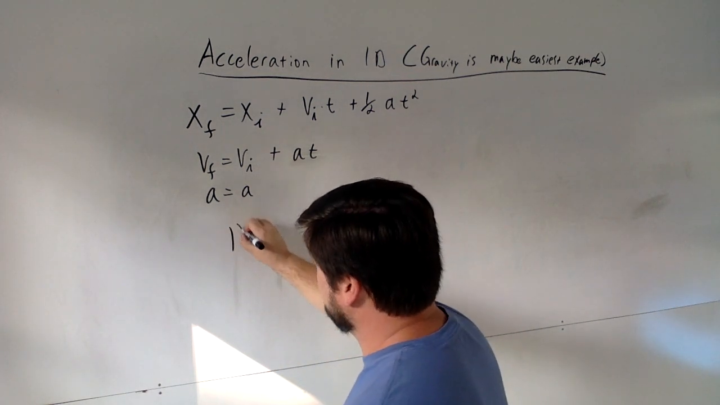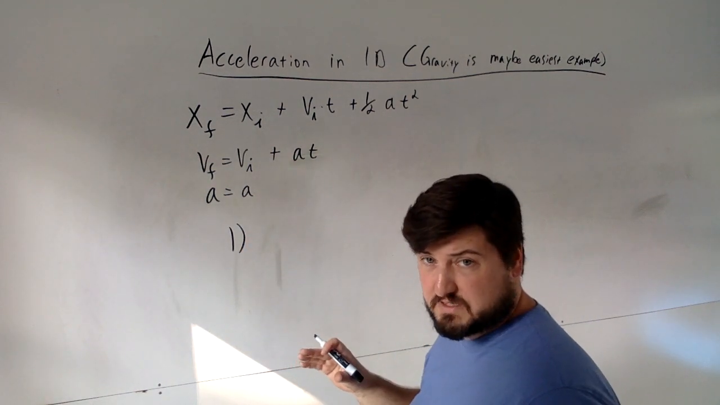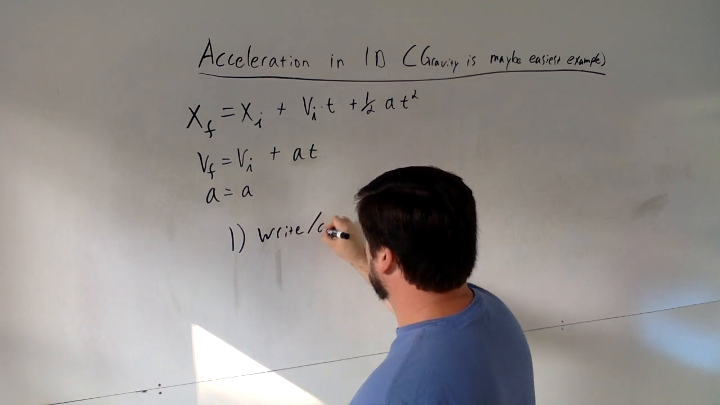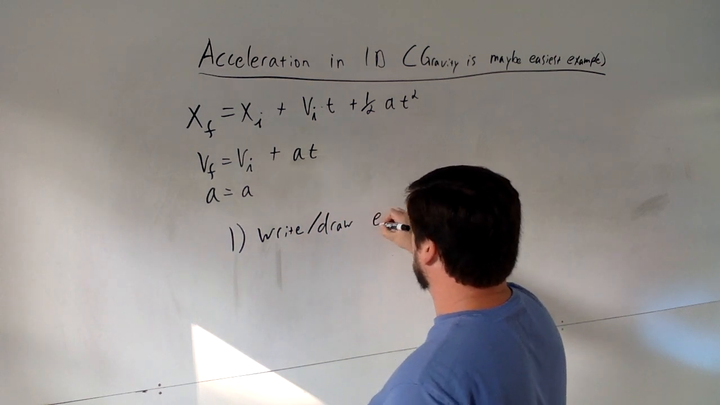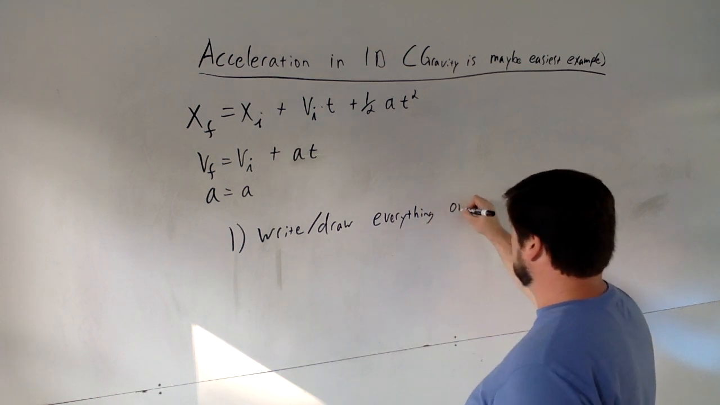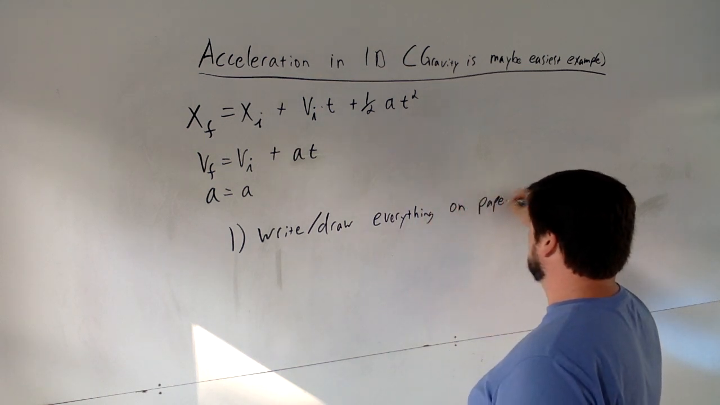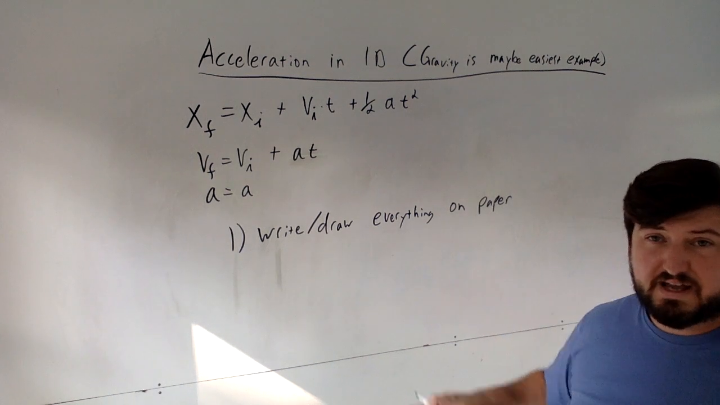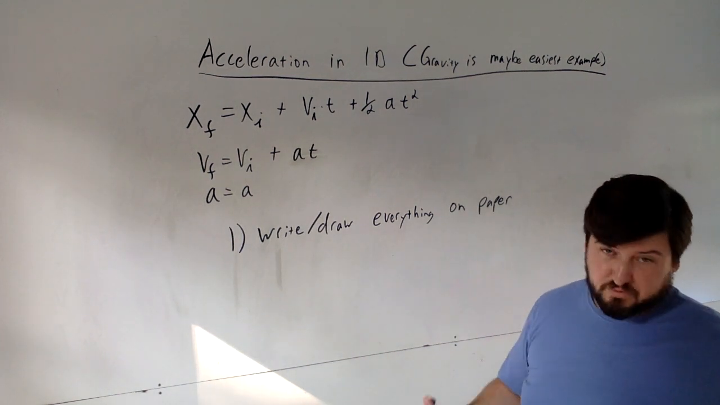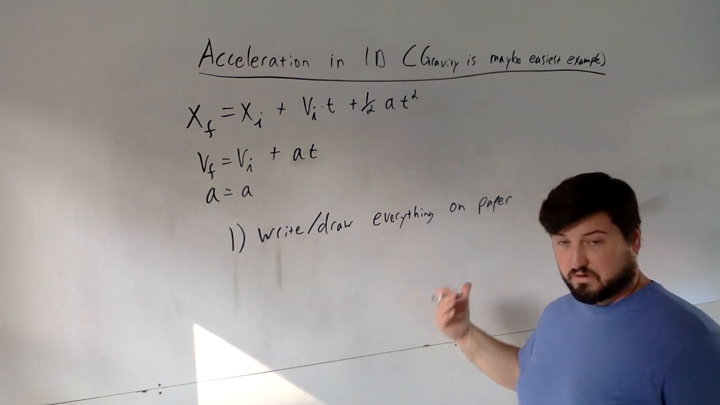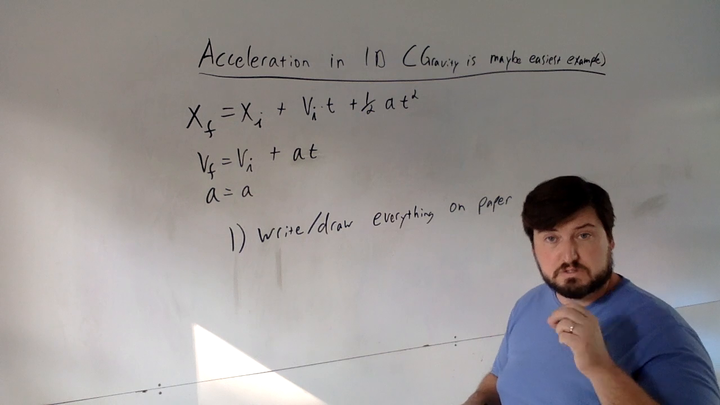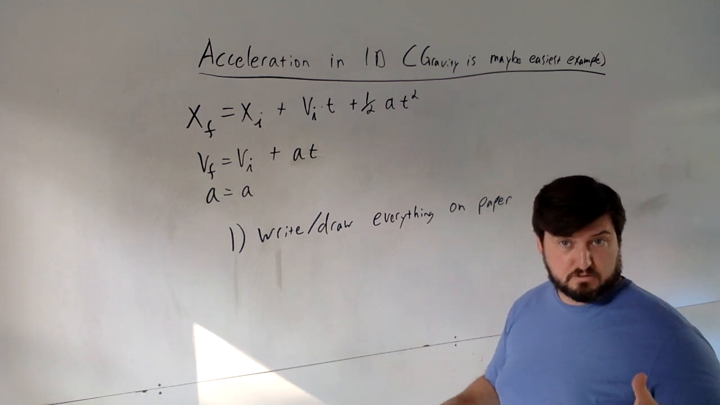First off, our strategies for how to solve all physics problems. Number 1, write down or draw everything out on paper. It doesn't have to be paper. It could be a chalkboard, it could be a whiteboard, it could be whatever. But draw it out, write it down somewhere you can have it for as long as you need to solve the problem and maybe look over it, okay?